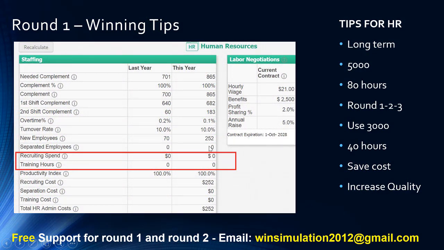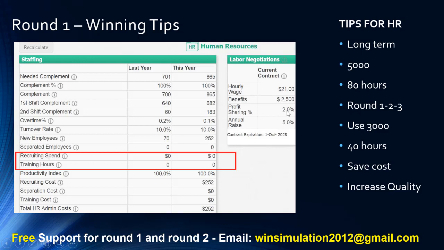Okay, so we move to the next decision table, which is human resources. Human resources is not so complicated, but we need to look at recruiting spend. We can spend from a few thousand up to 5,000, and for training hours we can spend a max of 80 hours. For this long-term strategy, we can spend max 5,000 for recruitment and 80 hours for training in rounds 1 to 3, when we still need to invest in other things like capacity, R&D, new product development, promotion, and sales.